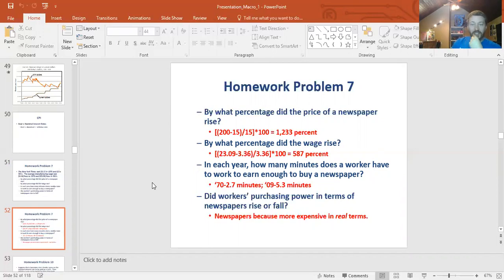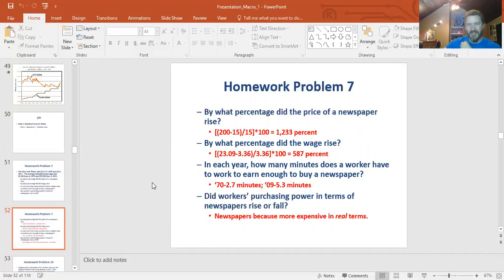The real wage has actually fallen, at least when expressed in terms of newspapers, right? It could be different expressed in terms of some other good where the price has changed at a different rate. But how much has the real wage changed in terms of newspapers? It's fallen. You have to work 2.6 more minutes now to be able to buy a newspaper than you did back in the day.